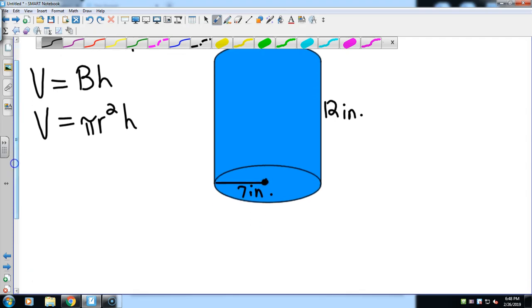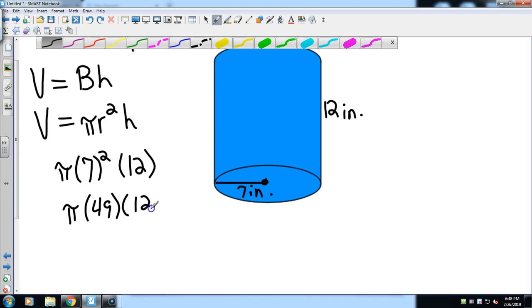Okay, so if I'm going to find the area of the base, and I know that the radius is 7 inches, then that's going to be pi times 7 squared. And then I'm going to multiply that times the height, which is 12. So that's going to be pi times 49 times 12.